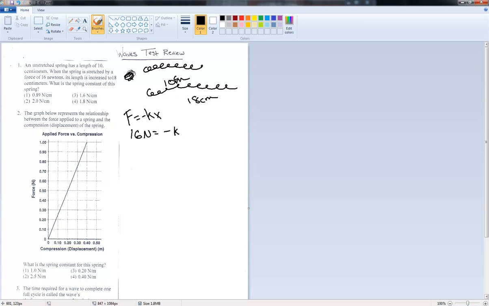Well, if the force is 16 newtons and that wants to act towards the left, then it got stretched a displacement of 8. All right, it was 10, went to 18. So we'd say that got stretched negative 8, or 8 to the right. So this gives us 16 equals 8k divided by 8. k equals 2 newtons per centimeter, and we're in centimeters here.